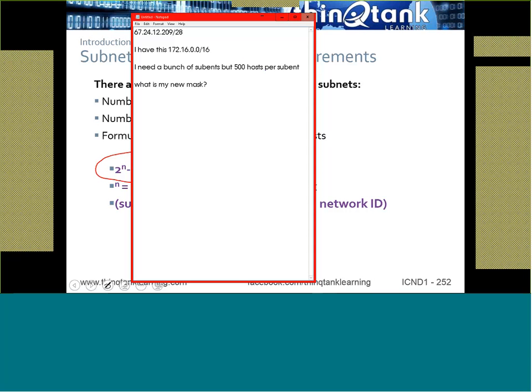All right. The formula, 2 to the power of n minus 2 equals the number of hosts. So in this case, 2 to the power of n minus 2 has to be greater than or equal to 500. Right. Now, we know why we subtracted 2, right? Because in every single network, there are 2 addresses that cannot be assigned to anything, the network ID and the broadcast ID.